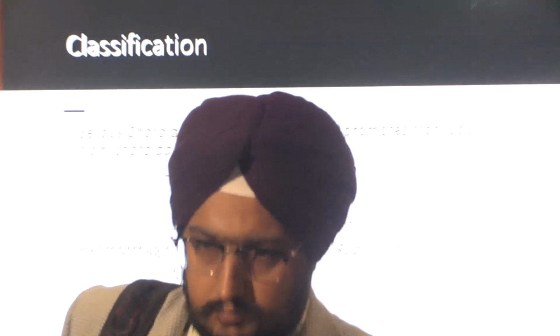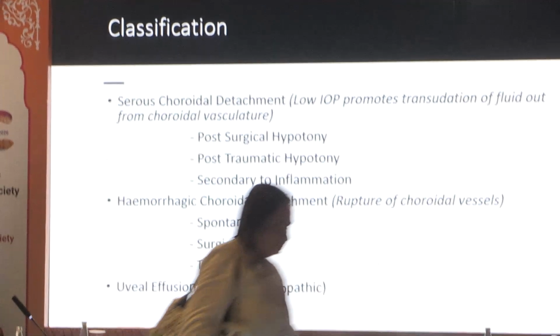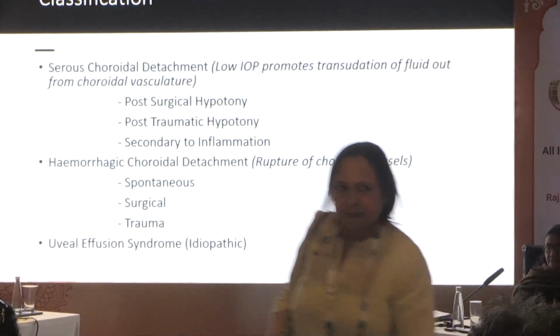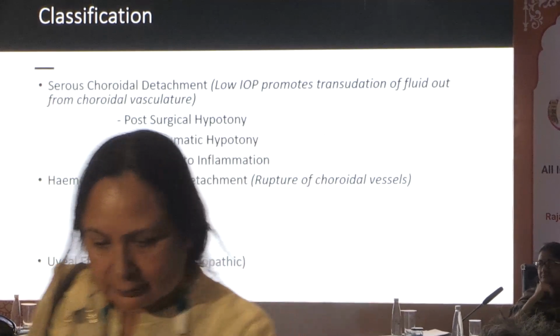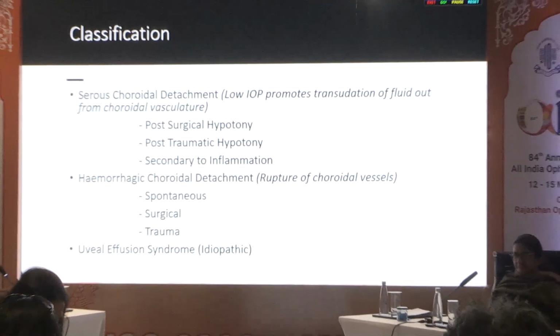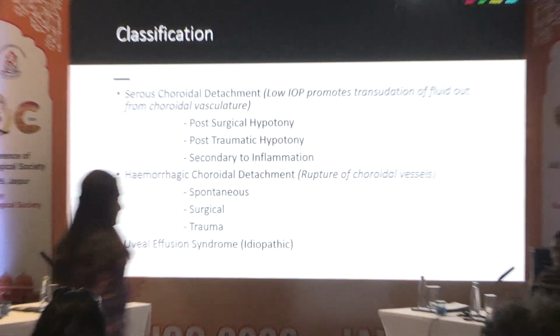So I'll be speaking mainly on managing the choroidal detachments. Choroidal detachment is the story of eye pressure, when the space that should not exist suddenly starts speaking. It's a potential space and not a true space. You can classify choroidal detachment into serous choroidal detachment. Low IOP promotes transudation of fluid out from choroidal vasculature, could be post-surgical, post-traumatic, or secondary to inflammation.